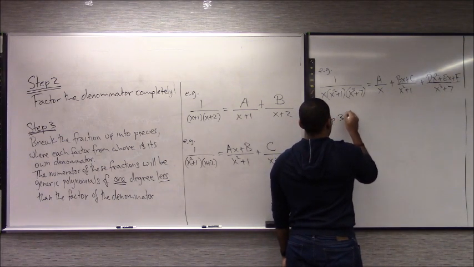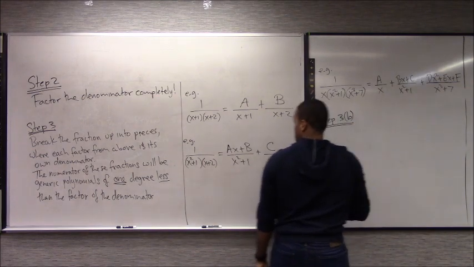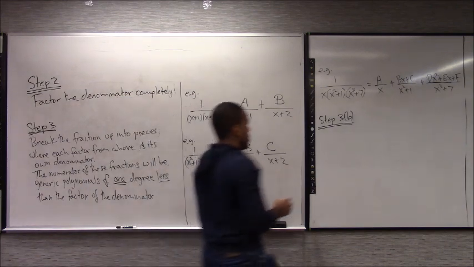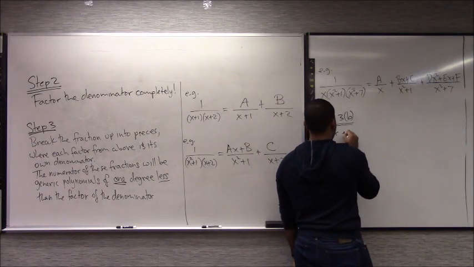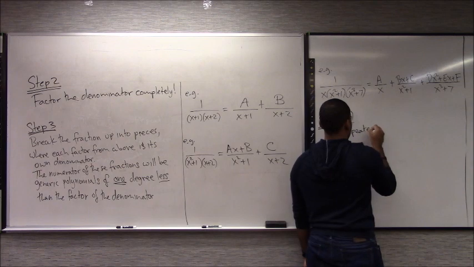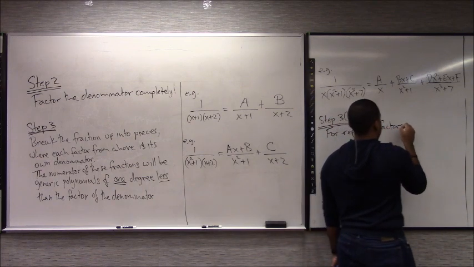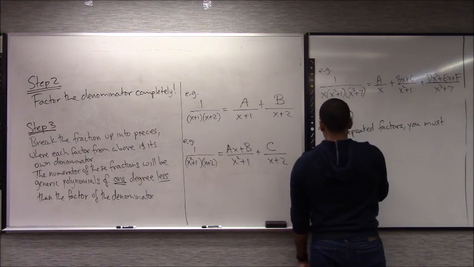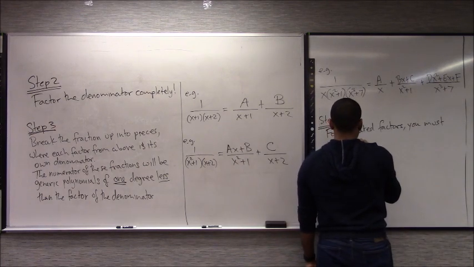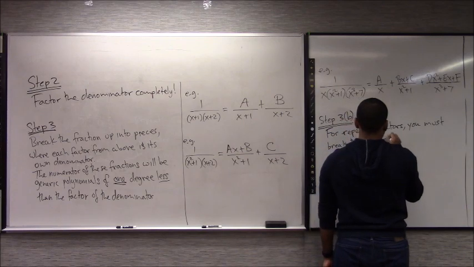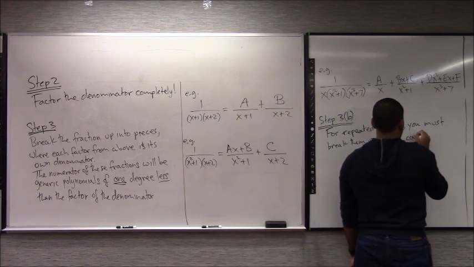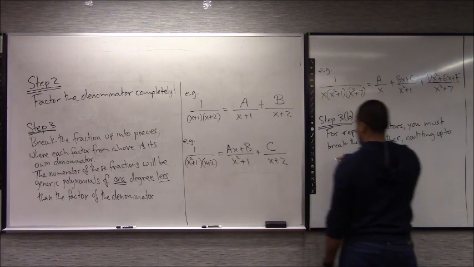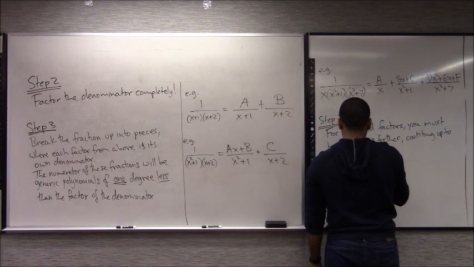Step 3b. So there is somewhat of a caveat here. A secondary requirement in step 3 is for repeated factors. You must break them up further, counting up to the multiplicity. Let me explain what that means.